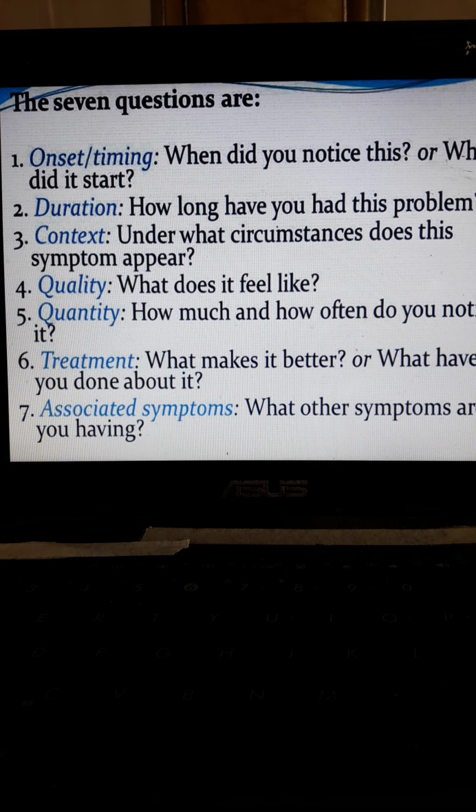Treatment: what makes it better? What have you done? This one is very important also for the treatment. If the patient is suffering from arthritis, usually the drug prescribed by the doctor is an NSAID. Associated symptoms: what other symptoms are you having? There are a lot, aside from pain, maybe muscle pain. There is what we call lower back pain.